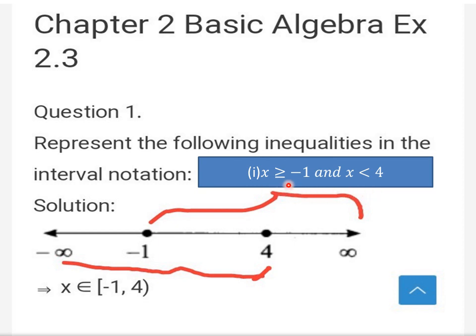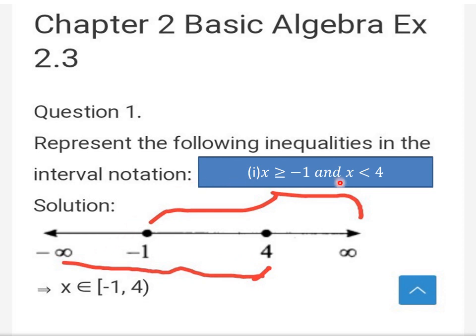So x greater than or equal to minus 1 means we have to include minus 1 and the values which are greater than minus 1. Next one is x is less than 4. X is less than 4 means here we should not include 4. We have to take the values which are less than 4. So this fully we will get.